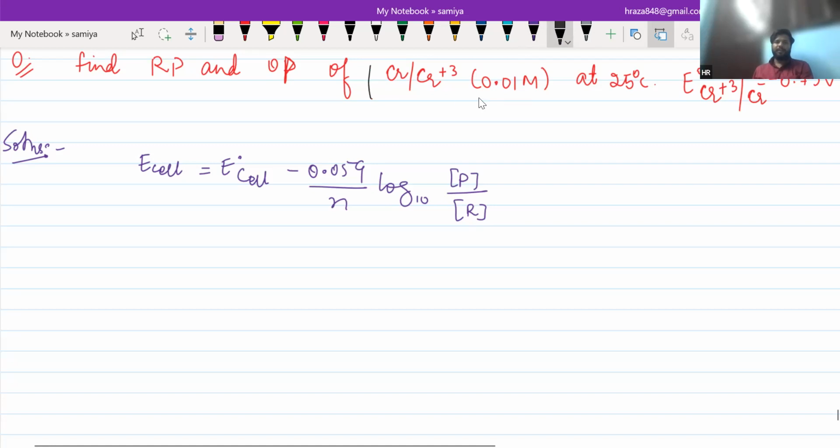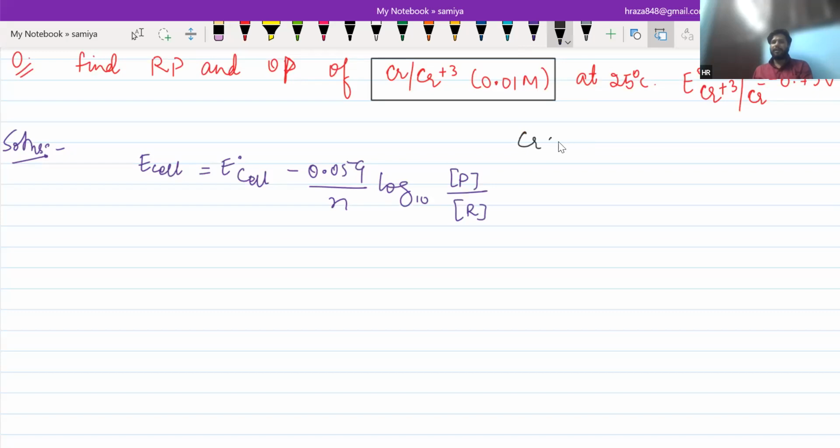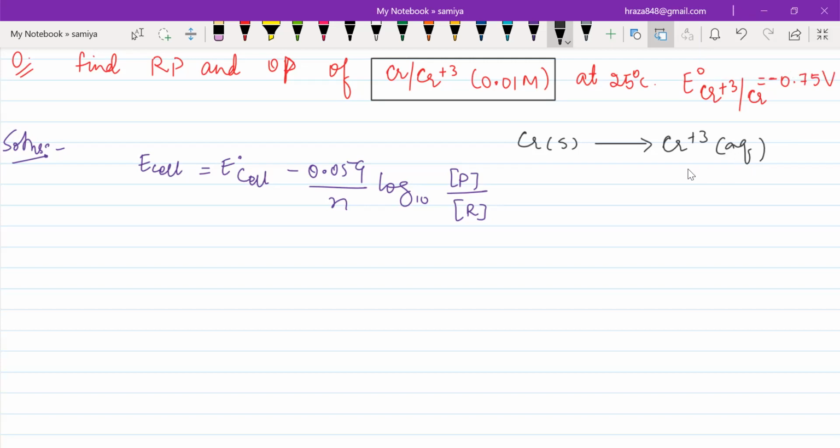And how are we going to recognize which is the product or reactant? There is a representation from where we can easily go for the reaction. Cr in solid state, if Cr is in neutral state, that means it is in solid state, and it is going to Cr plus 3, yes or no? And this will be in aqueous state. Let me know, please. Will this be the reaction or not? Yeah, sir.